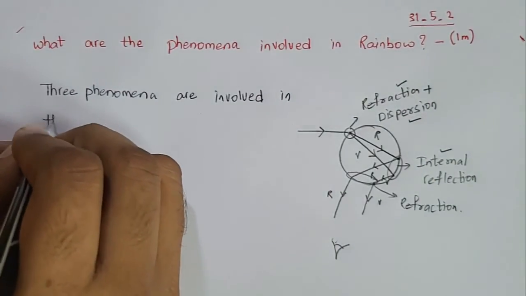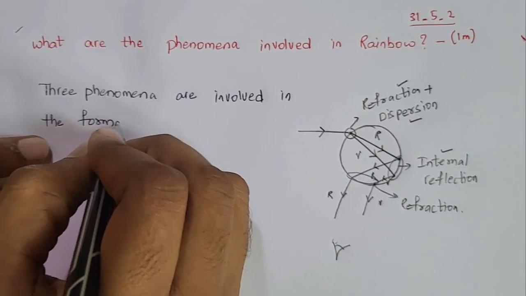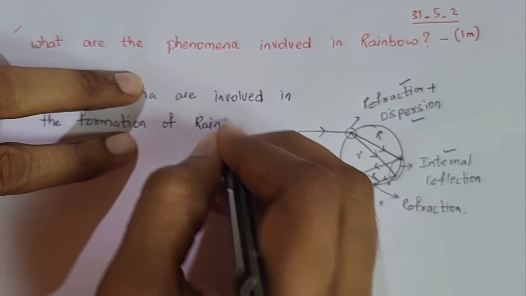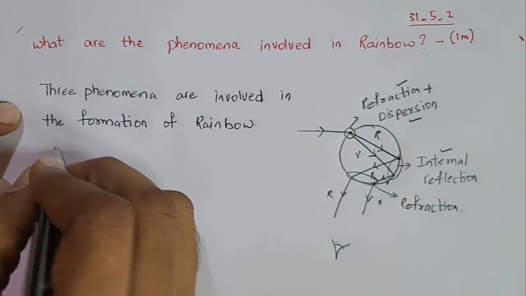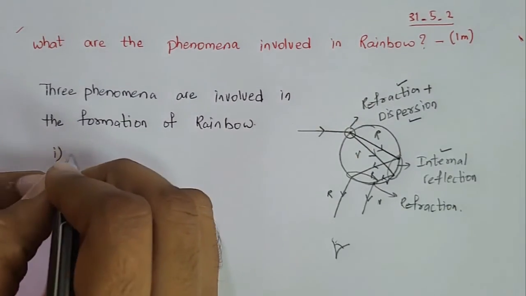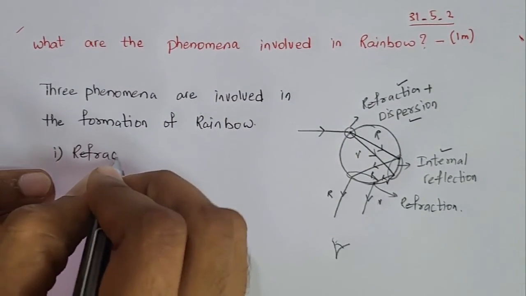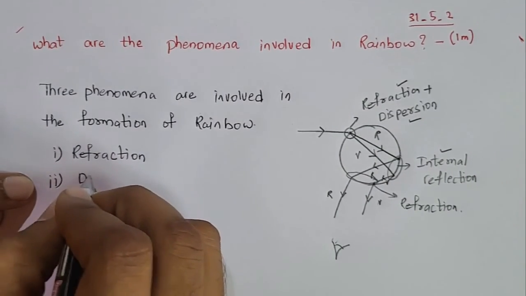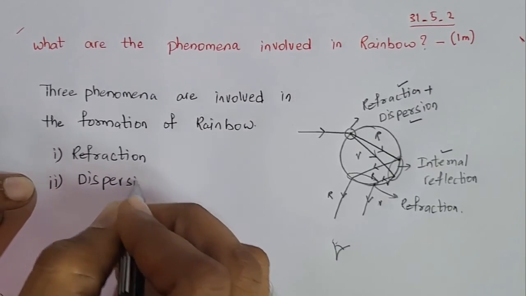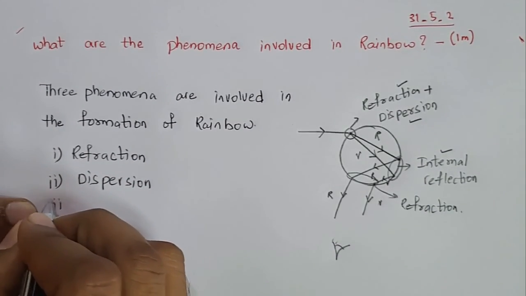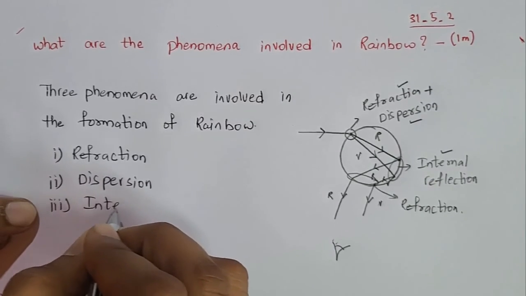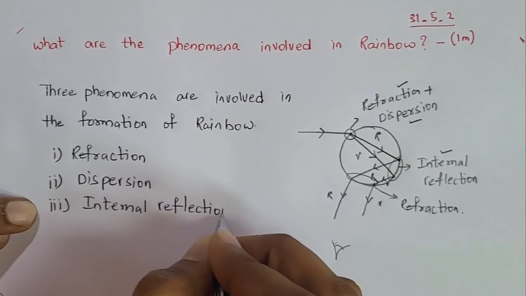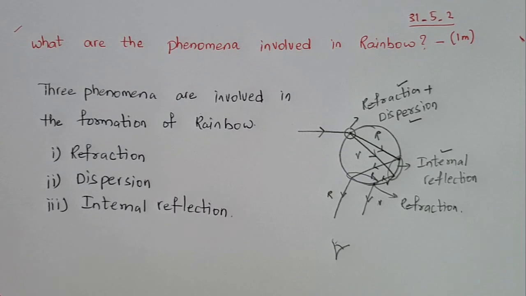In the formation of rainbow. What are those? First one is refraction. And the second one is dispersion. And the third one will be internal reflection. So these are the three phenomena involved in formation of a rainbow.